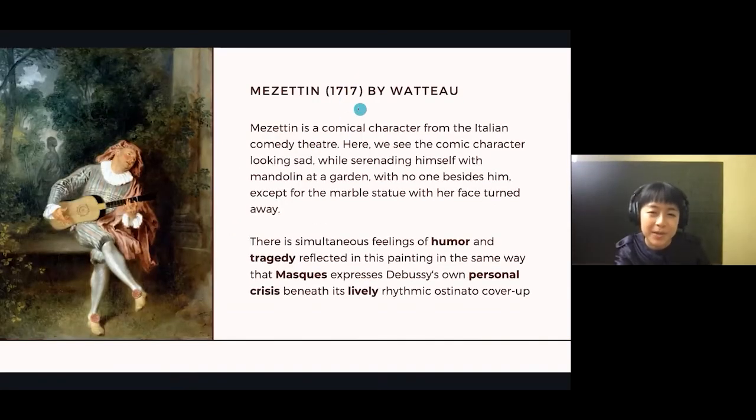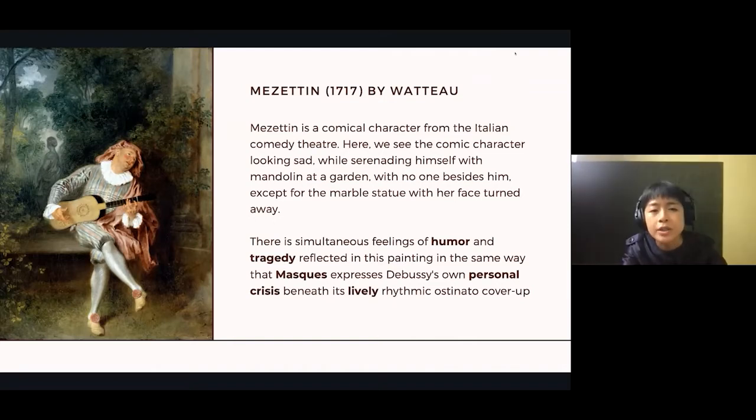And this is the painting of Watteau that I was talking about, that I really need you to take a look at. If this is your first time, I'm going to talk about what is going on in this picture. From the title, it says Mezzetin. It was painted by Watteau in 1717. Mezzetin is actually a comical character from the Italian comedy theater. So we see here this comic character.